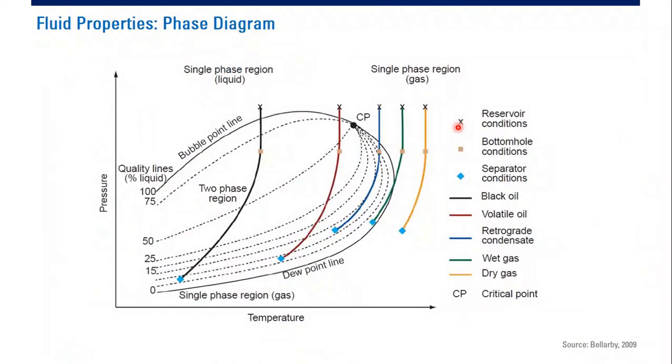Another property that is very important is the fluid property, the phase diagram. We will talk about this in another lecture about fluid properties. Here, I just want to say that because of this phase diagram, we can have an oil reservoir, gas reservoir, volatile oil reservoir, retrograde gas reservoir, wet gas, or dry gas.